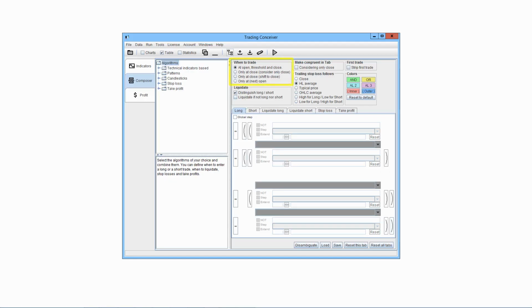Here, the various options for when to have trading signals are described. Trading Conceiver can give the final trading signals at open, threshold, and close. Here we explain how to select among the various options. Some remarks about intraday and non-intraday trading are also given.